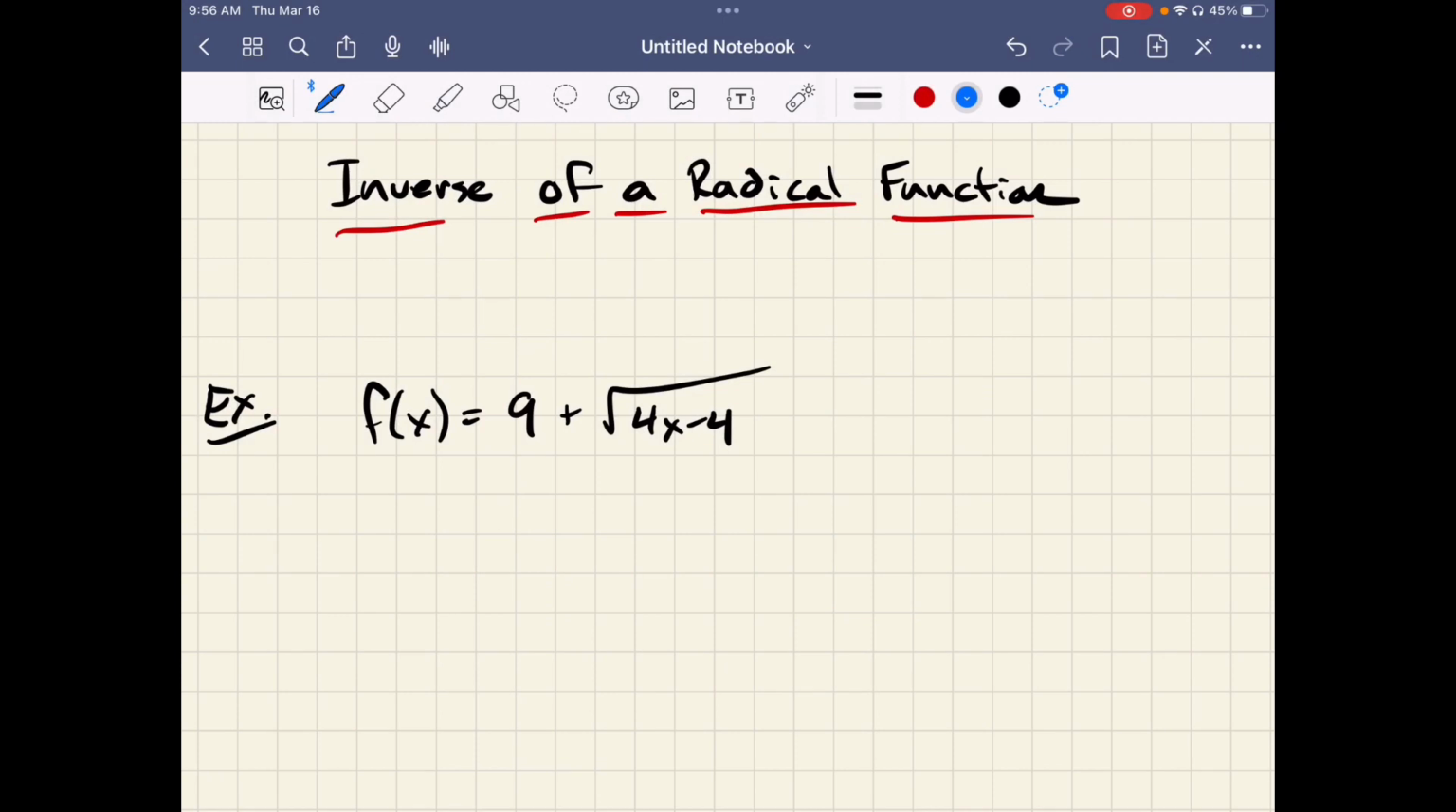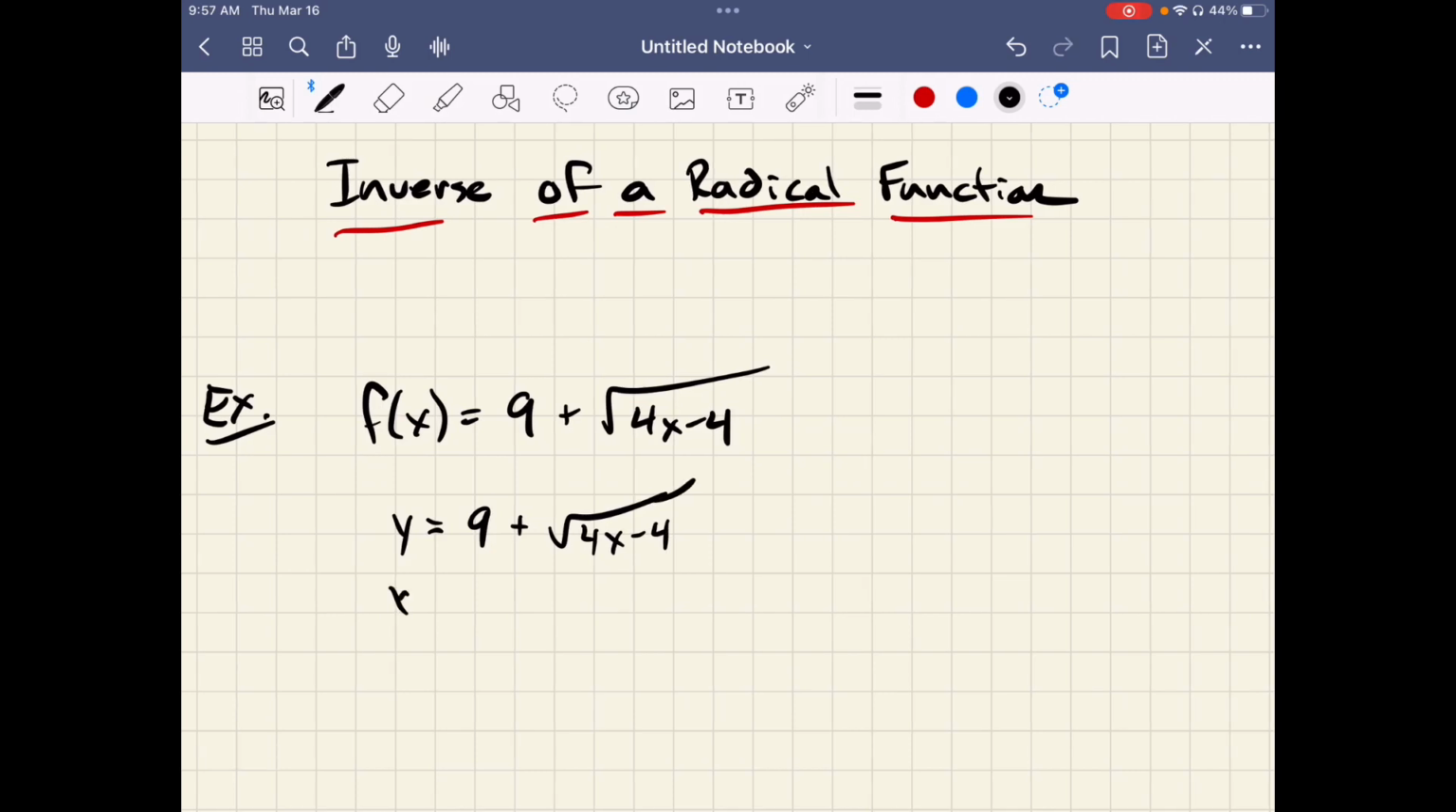So in this video, we're going to find the inverse of a radical function because the inverse of a radical function, as we're going to see, is just a parabola. All right, so if you'll remember, to find the inverse, we're simply going to switch our x and y values. And if you'll remember, f of x is simply equal to y. So I'm just going to rewrite it here. So I got 4x minus 4 right there.